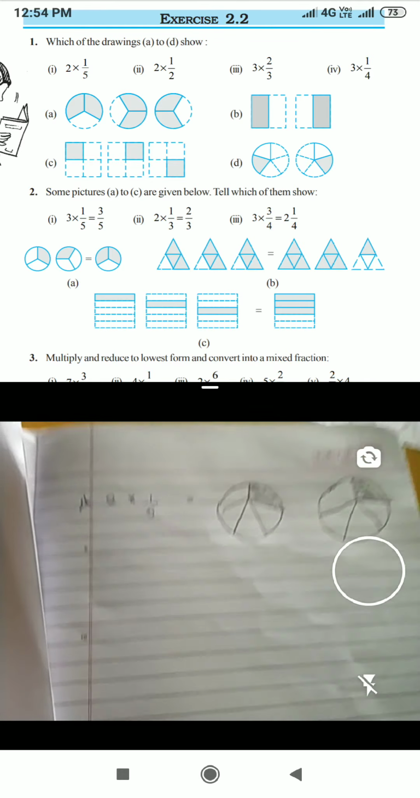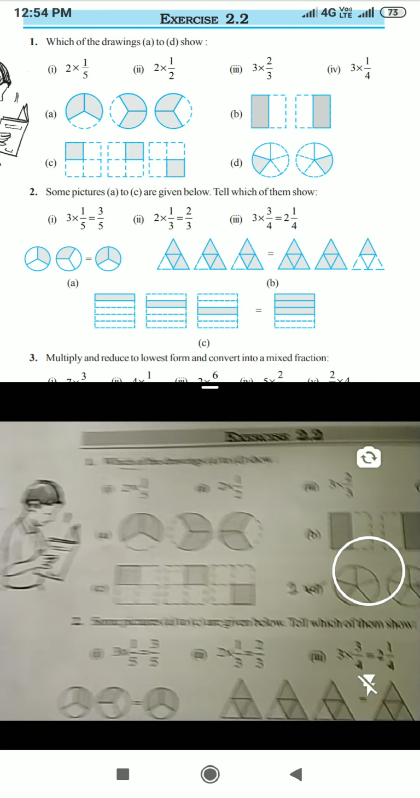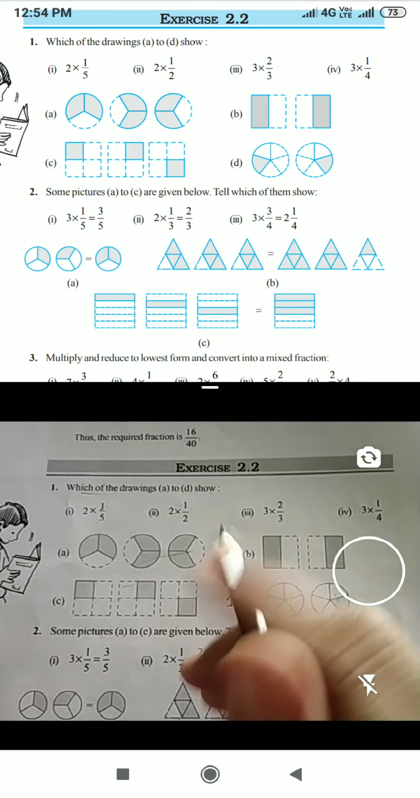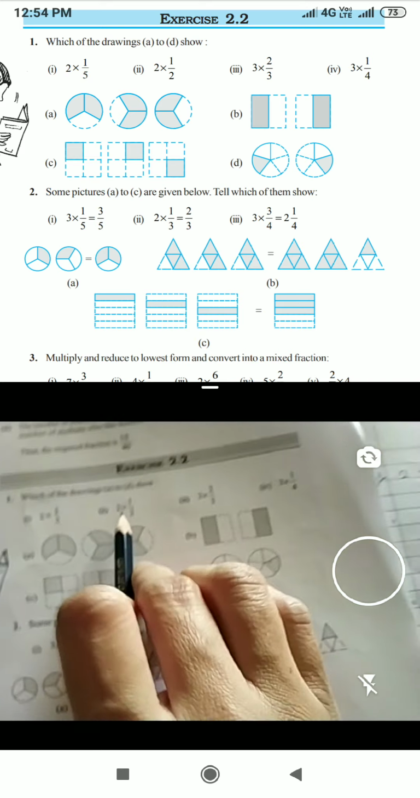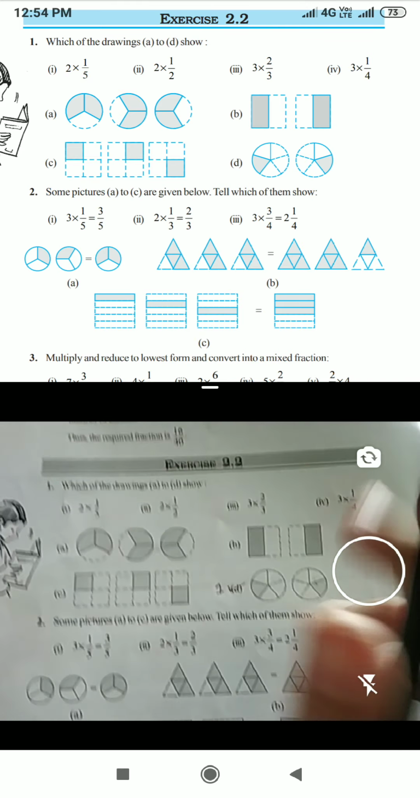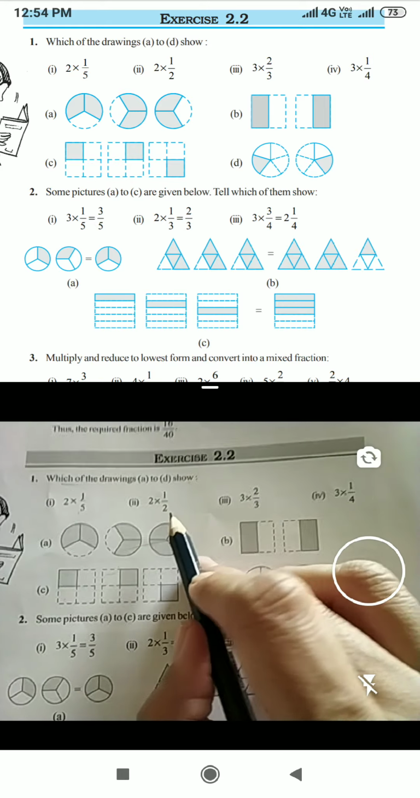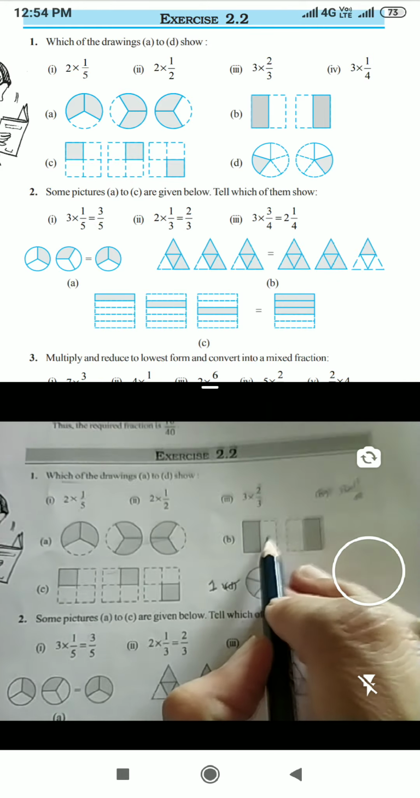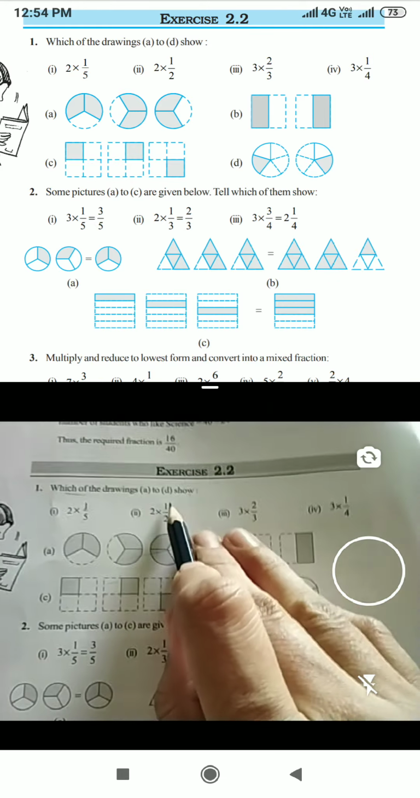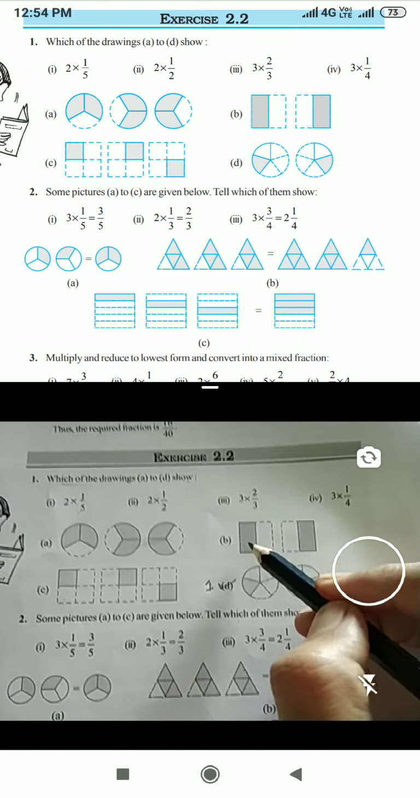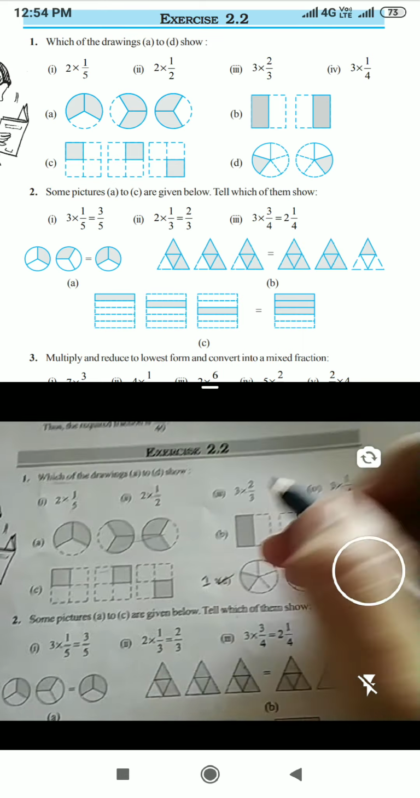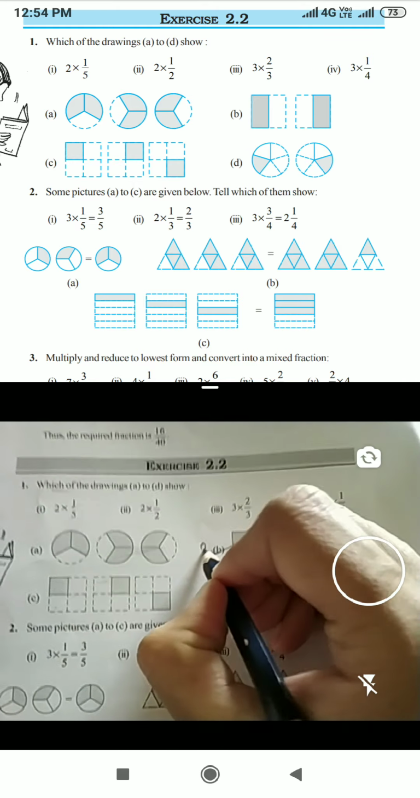Got it? Now the second one. Check out the second one. 2 wholes into half means there should be 2 wholes. Okay, this is our 2 wholes and in those 2 wholes, 2 equal parts should be there. Yes, obviously it has 2 equal parts and in that again one part should be shaded. This one part is shaded. So B1 is our answer for the second one.